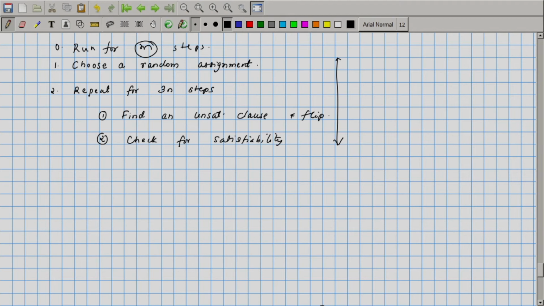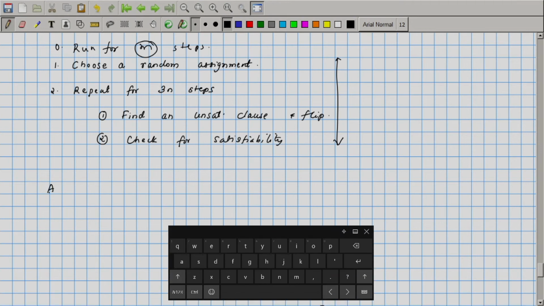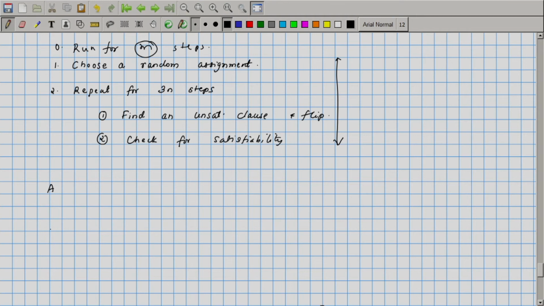So, in each iteration of the outer loop, I will choose a random assignment and try for 3n steps. If it does not succeed in 3n steps, I will again choose another random assignment and then run on that random assignment for 3n steps and keep on doing this. We need to analyze what is the probability that this algorithm succeeds. Okay. So, what is remaining is the analysis of this particular algorithm, how is it better than the other algorithm. Okay. So, what we will do is, we will just analyze the inner loop. Okay, this we will call as the inner loop.